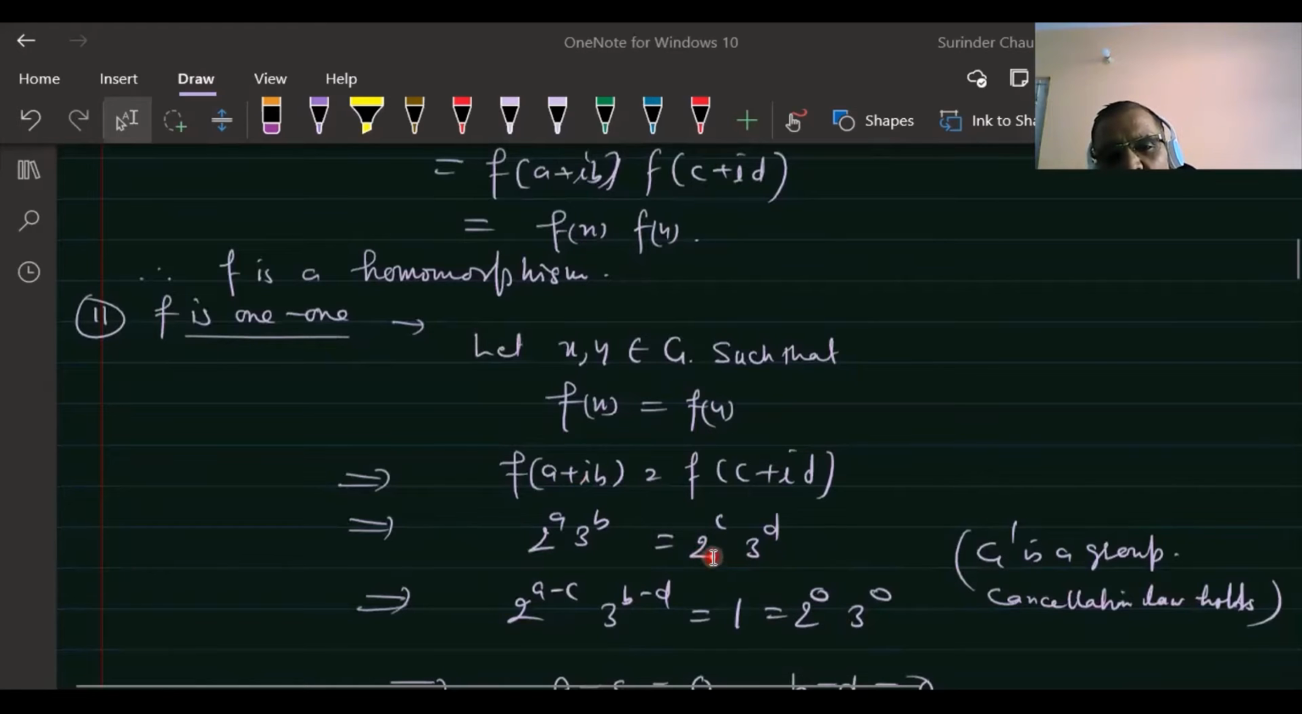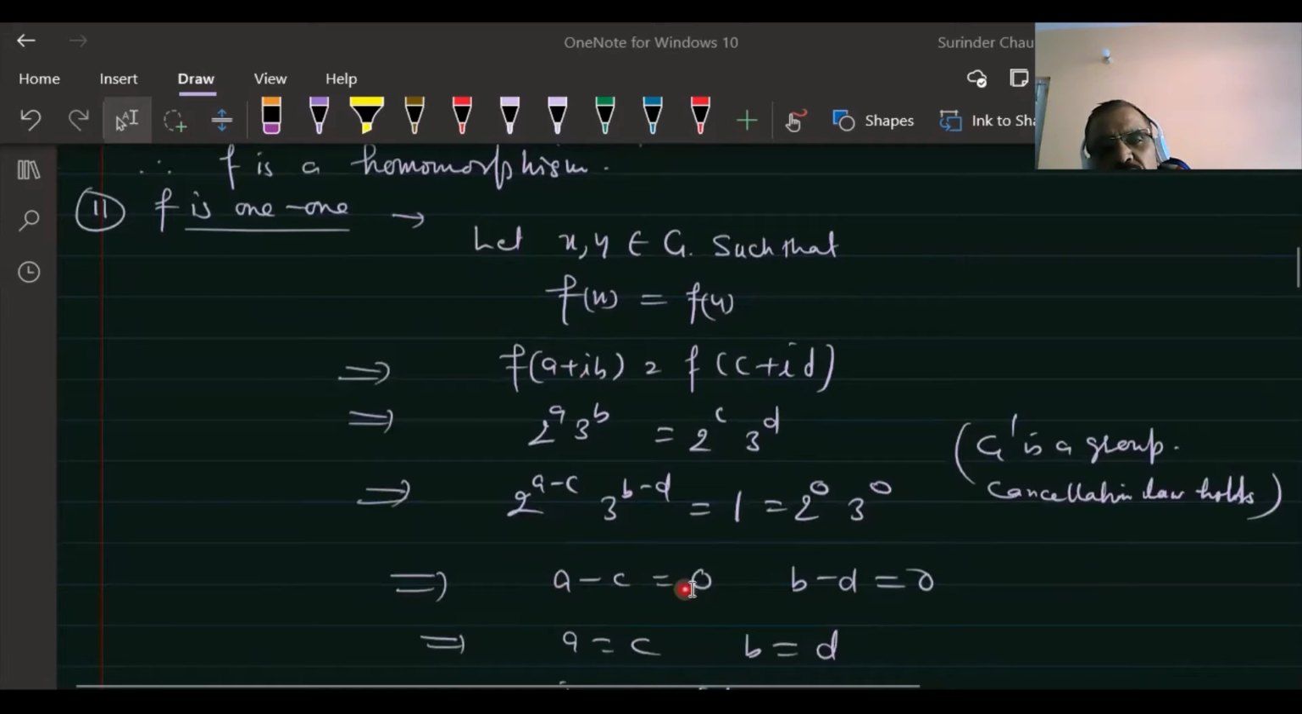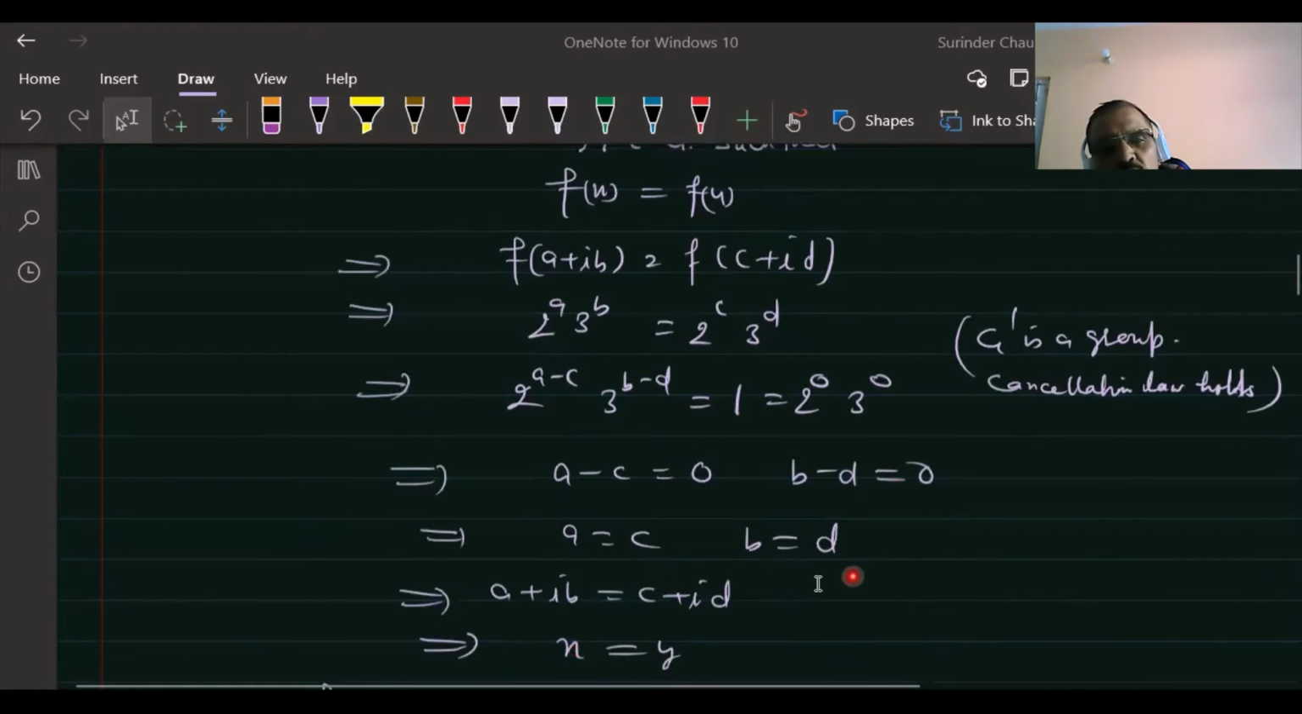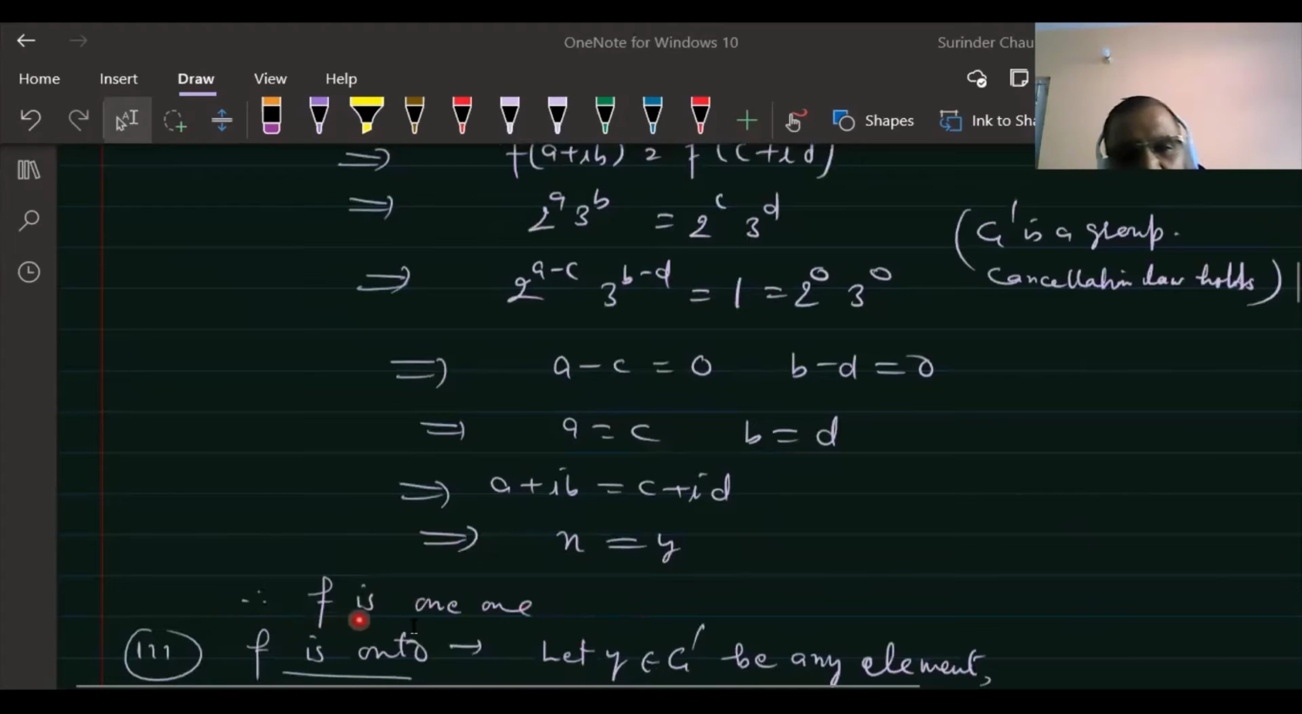So if we apply left cancellation by 2 to the power c and right cancellation by 3 to the power b, we get 2 to the power a minus c, 3 to the power d minus b. The law of indices holds true in the group. This is equal to 1, which is equal to 2 to the power 0, 3 to the power 0. This implies two numbers are equal if their powers are equal, so a minus c is equal to 0 and d minus b is equal to 0. This implies a plus iota b is equal to c plus iota d, which implies x is equal to y, which implies f is one-one.